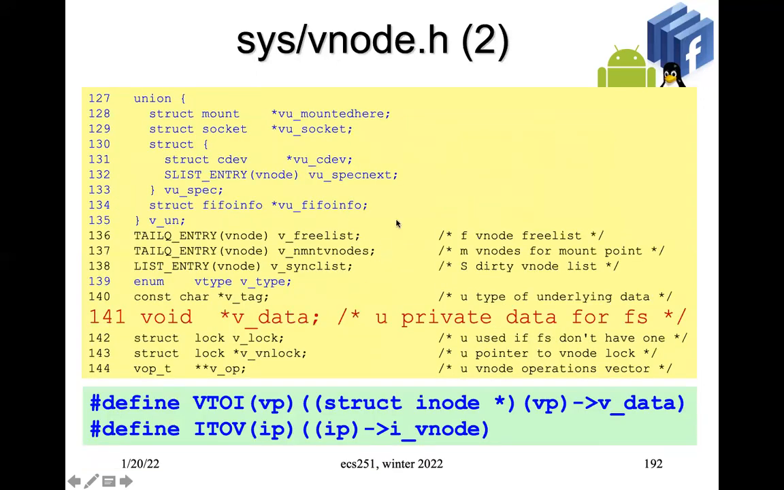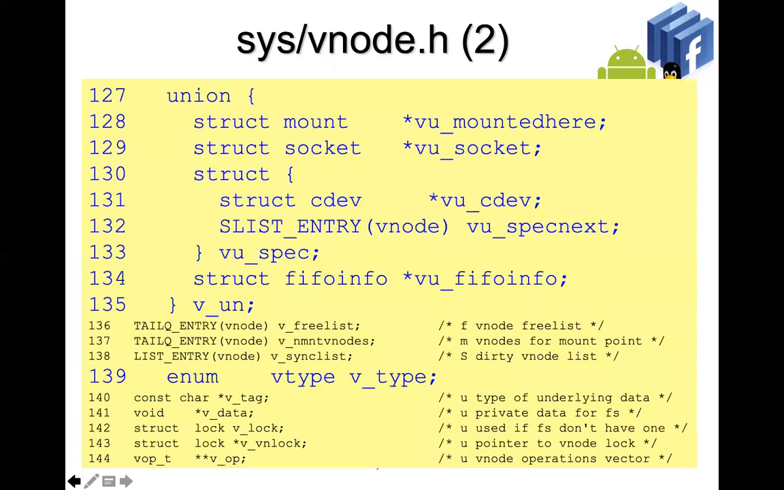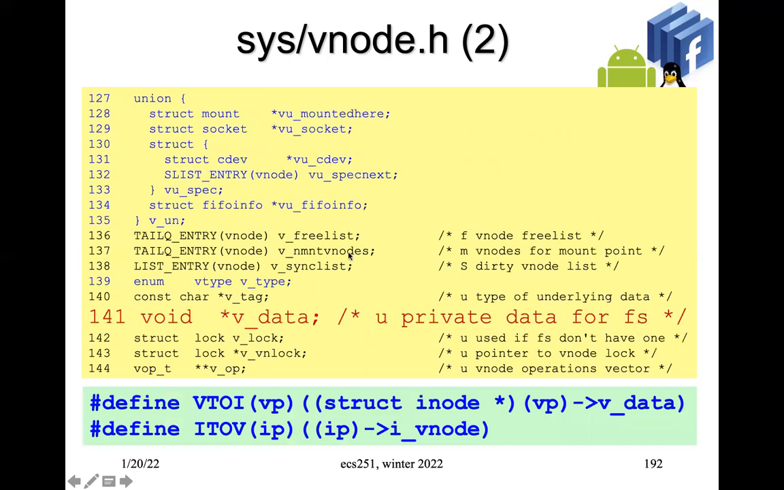I just want to share with you a piece of code. Very quickly, in line 141 there's something called v_data. This is still in the vnode. What is v_data? v_data provides access to the potential lower file system. Okay, so what is v_data? The v_data is used by the vnode with these two macros.